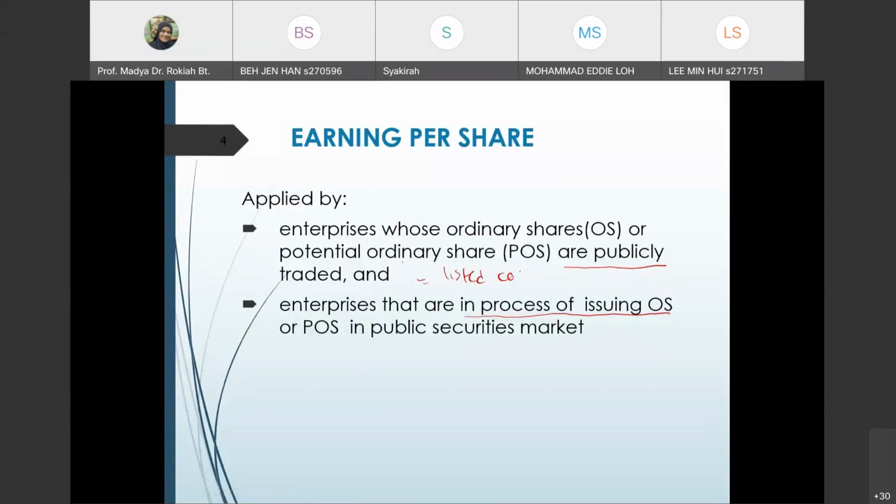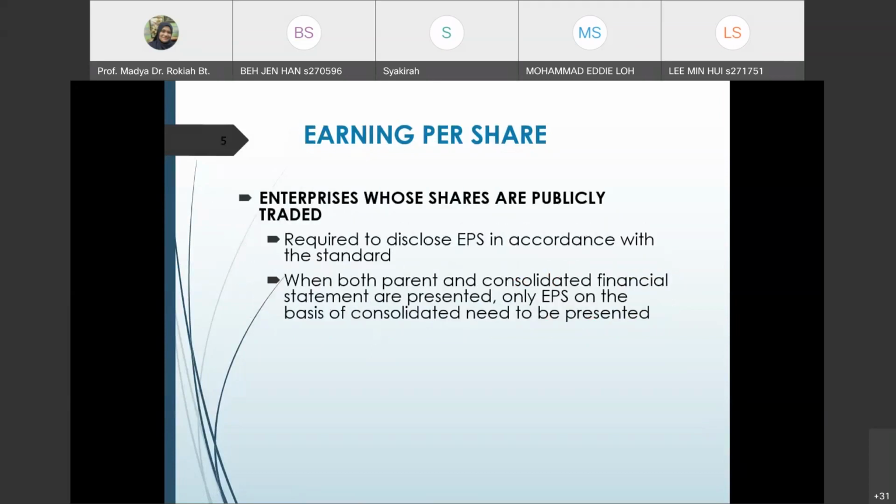So earning per share is applicable to those companies that are publicly traded, and they need to disclose earning per share in accordance with standard 133. When both parent and consolidated financial statements are presented, only the EPS on the basic consolidated needs to be presented. You have information about the group and information about the company, so the EPS information is going to be presented under the group section.